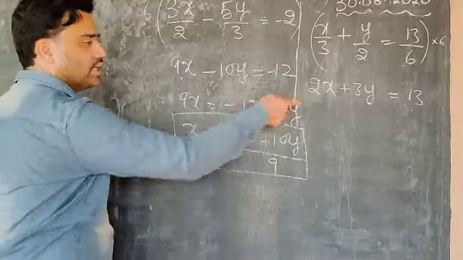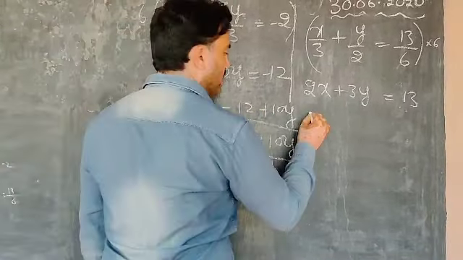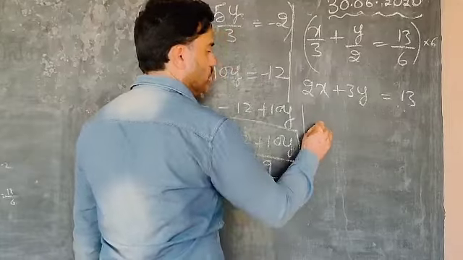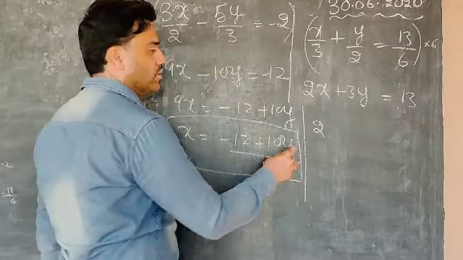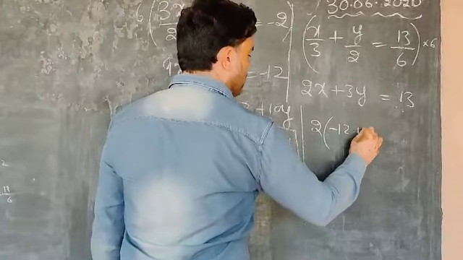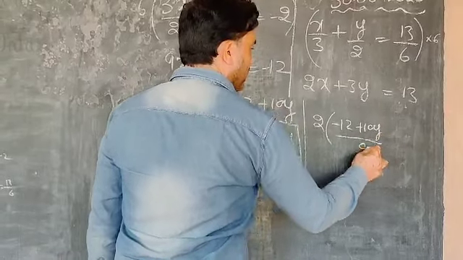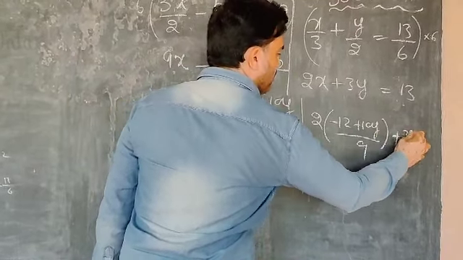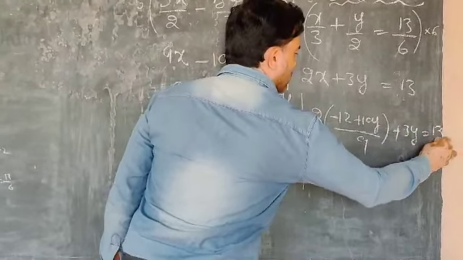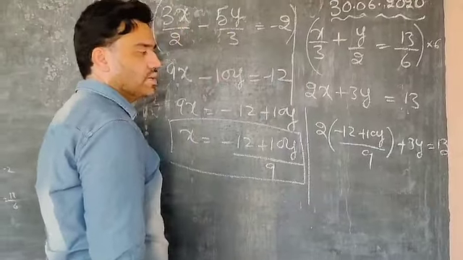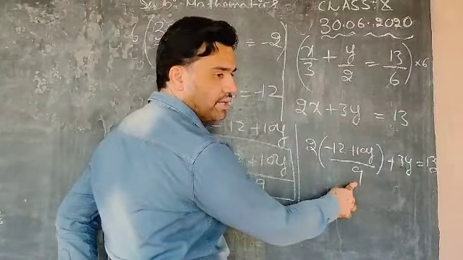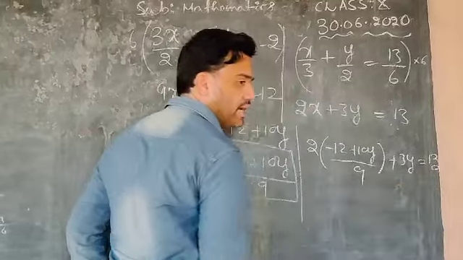So substitute in the second equation. 2x we have. What do we have there? 2x, the x value we calculated now: minus 12 plus 10y, okay, by 9. After that, what do you have? Plus 3y is equal to 13. What is the LCM? Can you tell me? 9. So the whole equation is multiplied by 9.